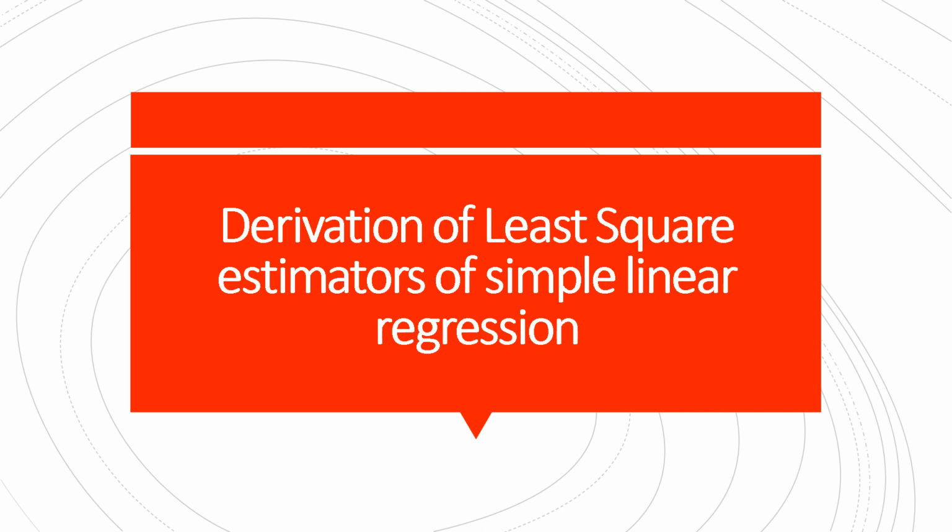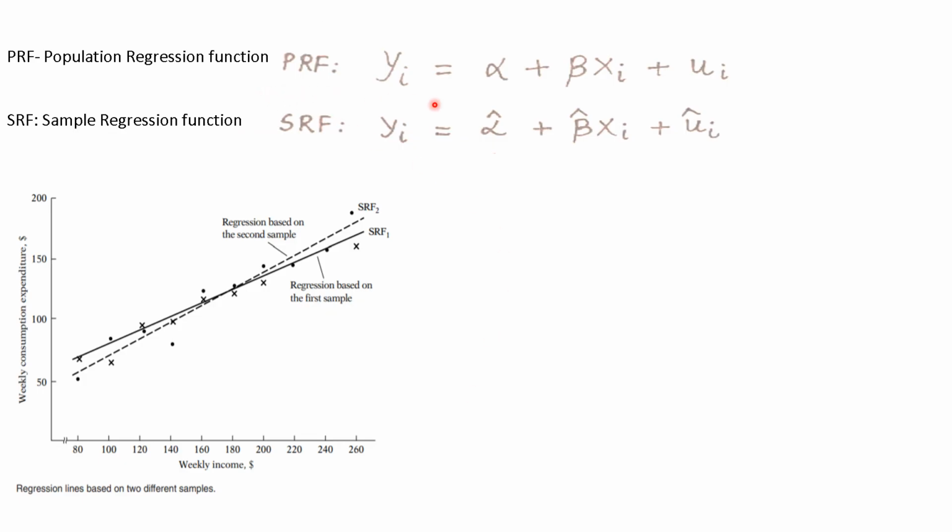So in most practical situations, what we have is a sample of some variable y corresponding to some fixed variable x. Therefore, our task is to estimate the population regression function on the basis of the sample information. For example, we have this population regression function represented by this equation, and this sample regression function is represented by this equation. Our task is to estimate PRF on the basis of SRF.